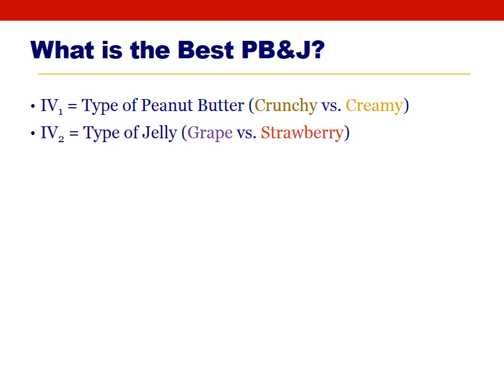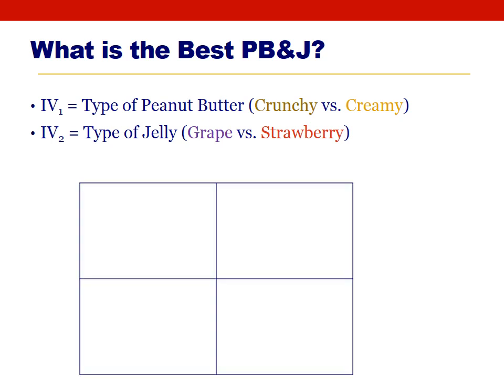So these things are going to be our two independent variables for this thought experiment. Our first independent variable is which type of peanut butter are we going to put on the sandwich? And our second independent variable is what type of jelly are we going to put on the sandwich? If we wanted to figure out what the best possible sandwich is, what we'd have to do is look at every possible combination of the two types of peanut butter and the two types of jelly.